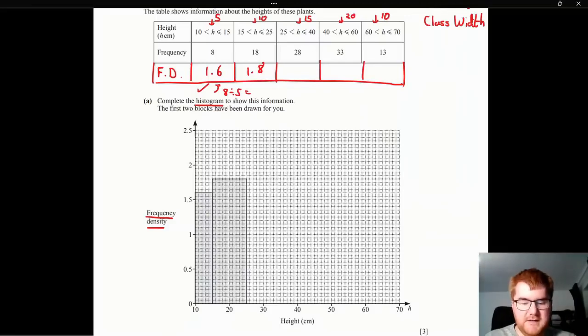So we have 28 divided by 15. That gives us 1.87. Again, I'm going to double check all these things. Again, we've got 33 divided by 20. That gives us 1.65. And then the last one, divided by 10, is 1.3.